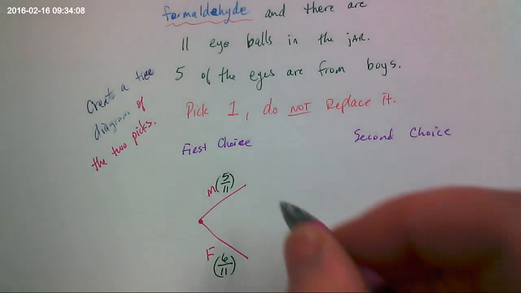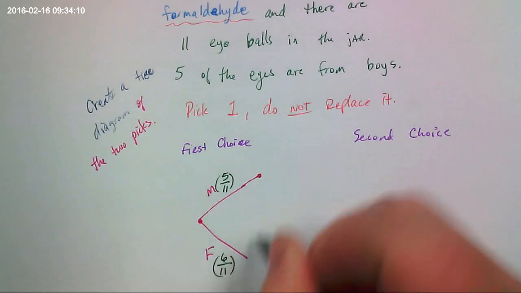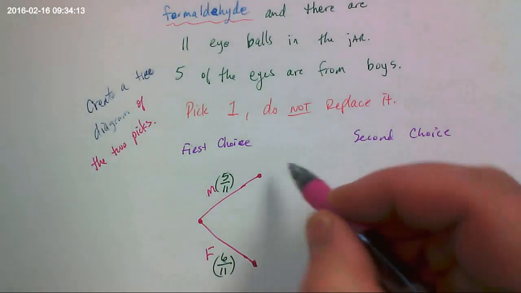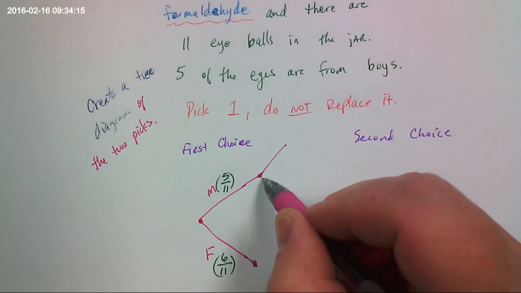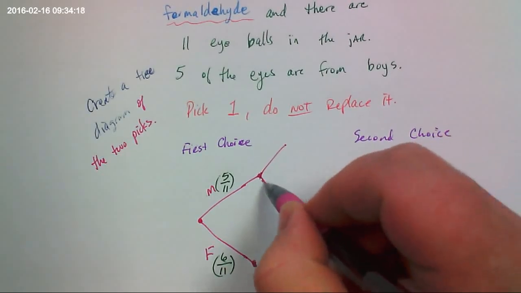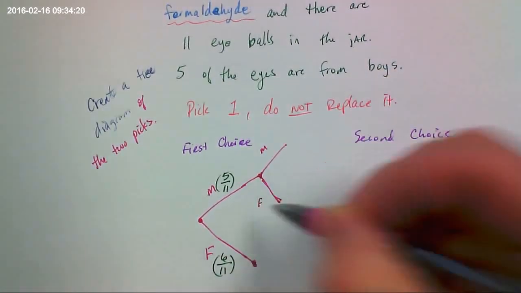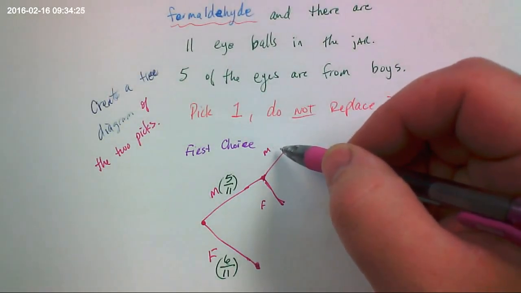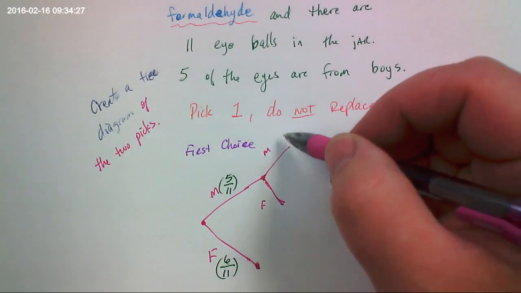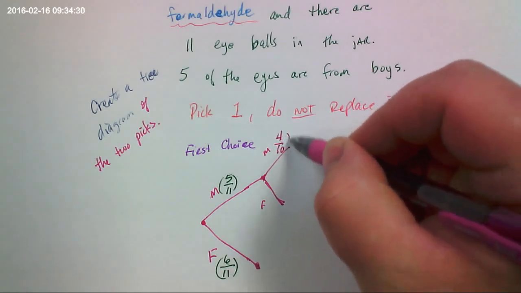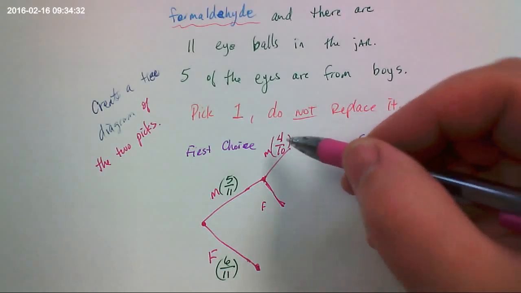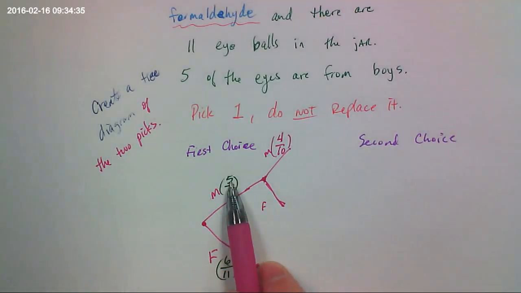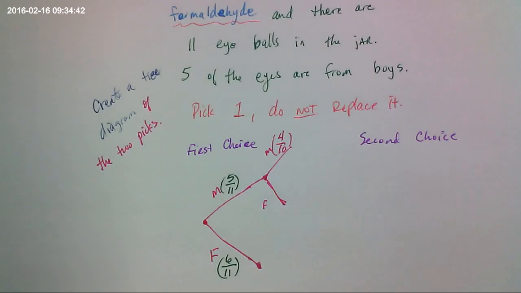Now we have our second choice. So I'm going to just extend this so I got a little more room to write, okay? In our second choice, it could be male or female. What would be the probability that the second choice is male? 4 out of 10. How'd you get 4 out of 10? Somebody explain that for me, please. You didn't replace the eyeball, so you already kept it. There were 5. You already have one of them. It's male. Now there are 10 left total, and 4 of those would be male. So 4 out of 10.